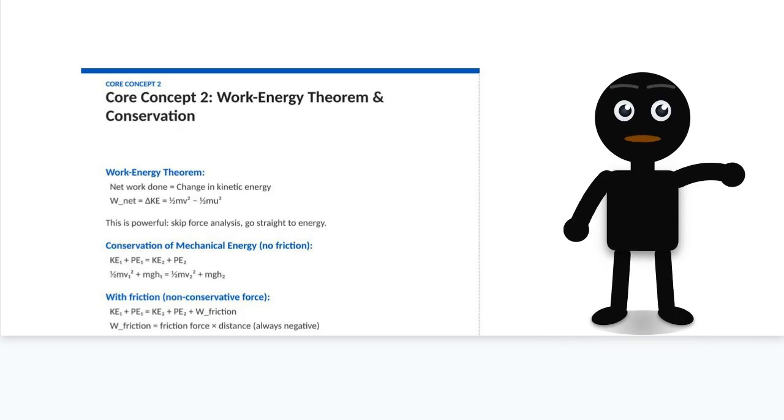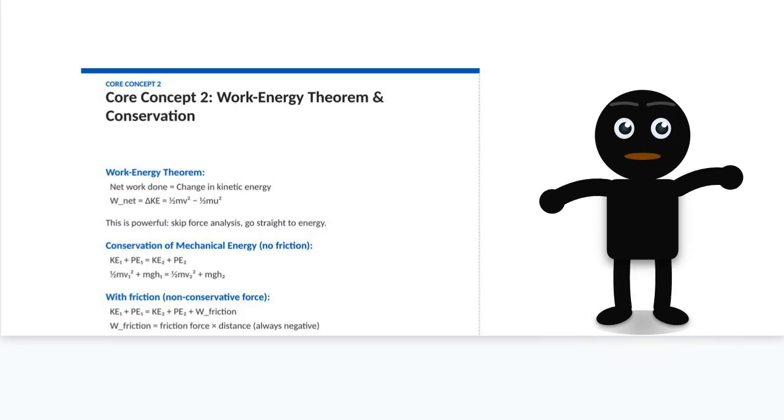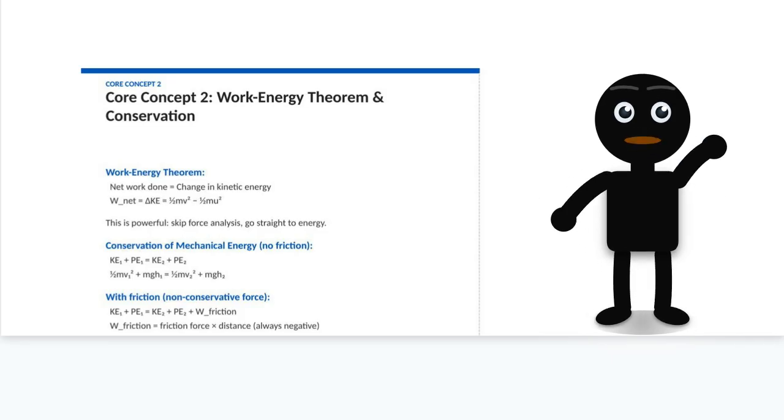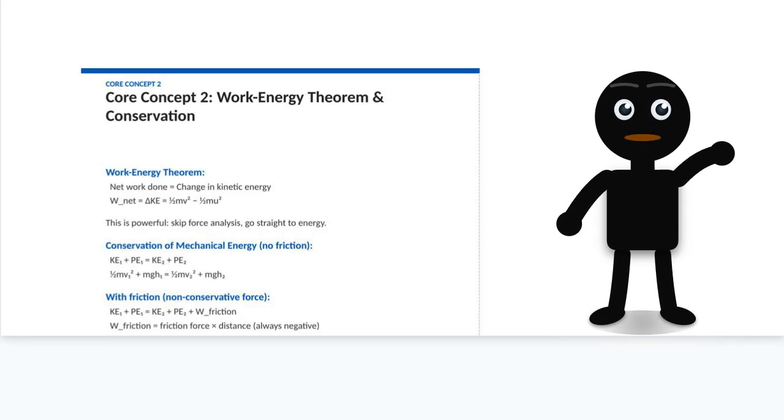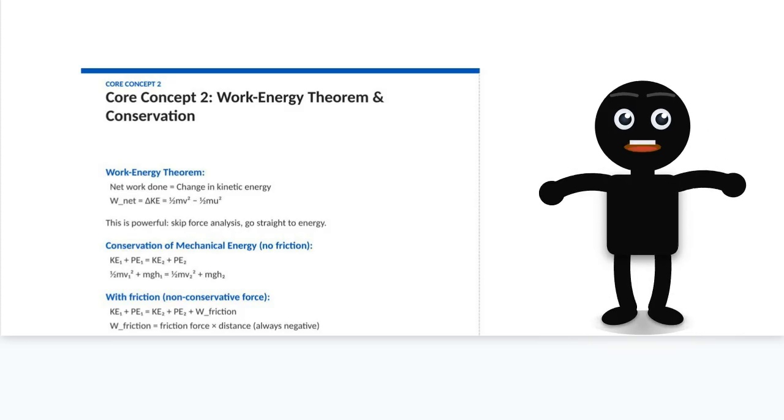The work-energy theorem is one of the most useful tools in mechanics. It says the net work done on an object equals the change in its kinetic energy. This lets you bypass force analysis entirely. Instead of solving differential equations or drawing free body diagrams for curved paths, you just compare energy at 2 points.